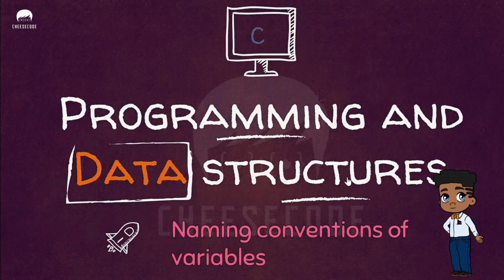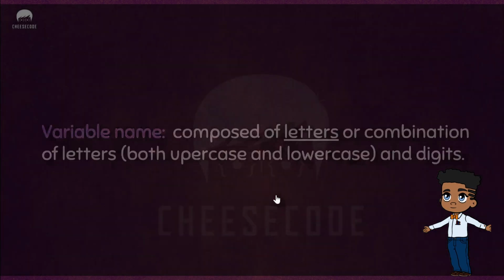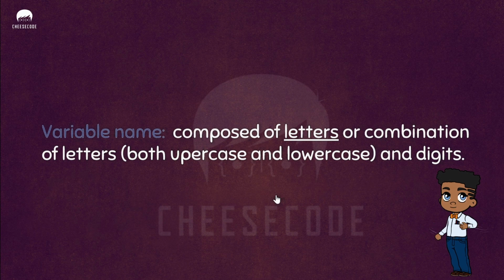Separately, this is one of the most avoidable topics while learning C programming, because we usually don't care how we name our variables. It is not the case that everything is allowed in C programming as we want. Therefore, studying naming conventions is equally important. The name of a variable is composed of letters, or a combination of letters, both uppercase and lowercase, and digits.